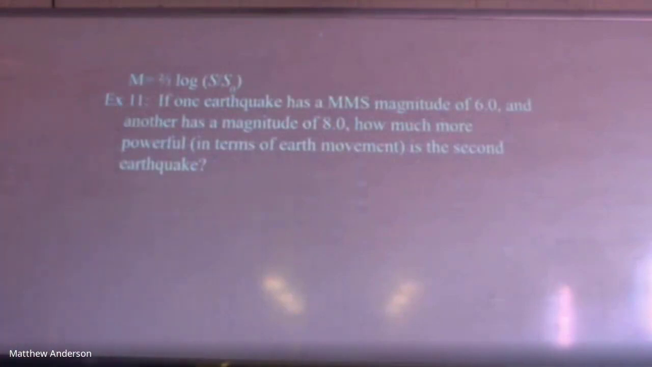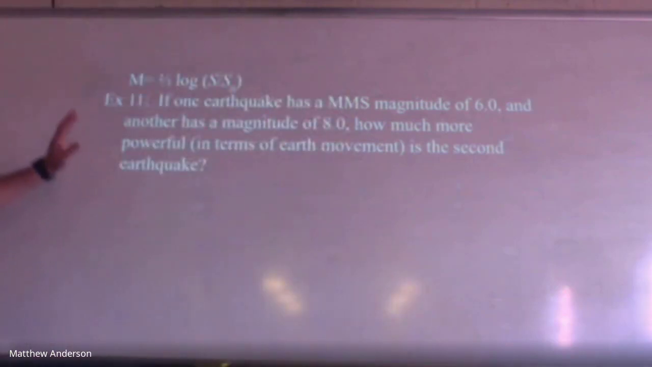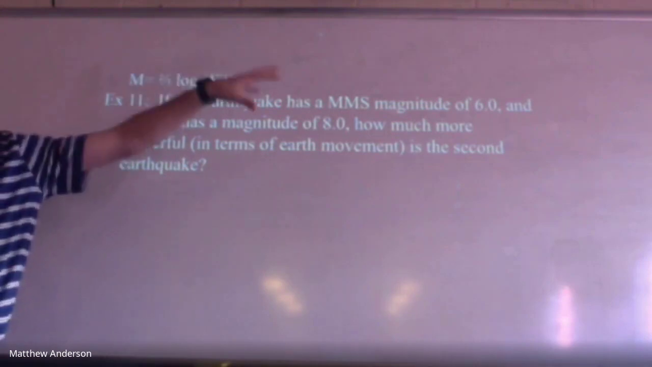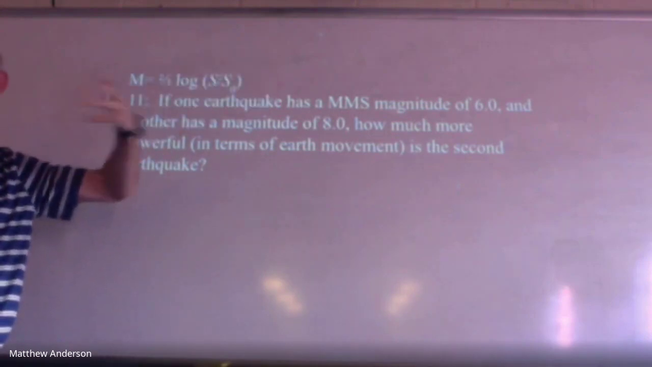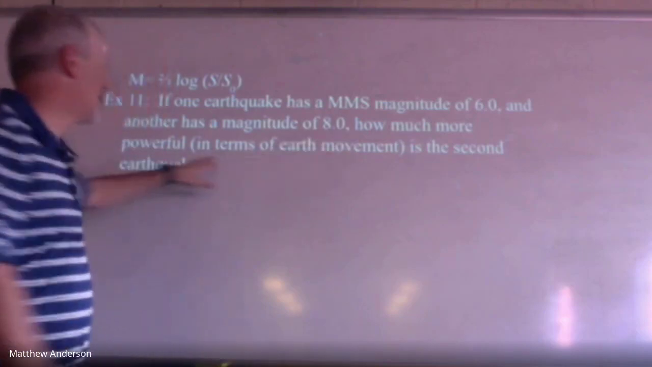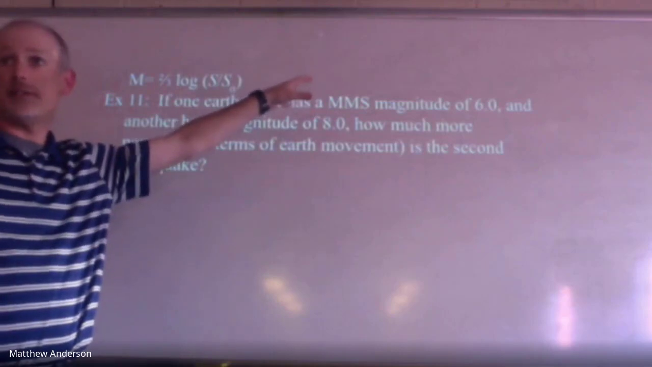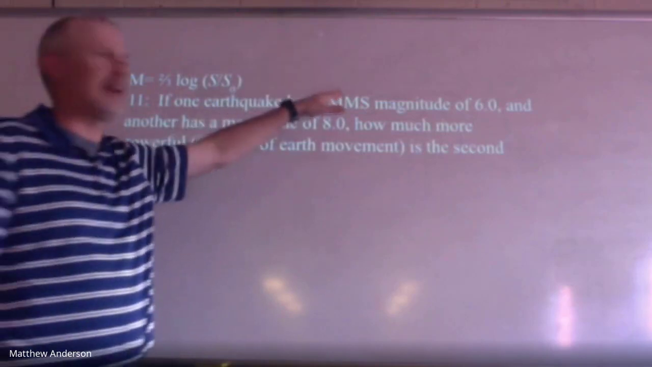If one earthquake has an MMS magnitude of 6 and the other one has a magnitude of 8, how much more powerful in terms of earth movement is the second earthquake? So what we have to do is put these numbers into this equation, one for one earthquake and one for the other. So we have 2 separate problems, and then at the end, we're going to compare them. Because the question is, how much more powerful was the second one with that magnitude of 8 compared to the 6? And it's kind of interesting what we get for an answer here.